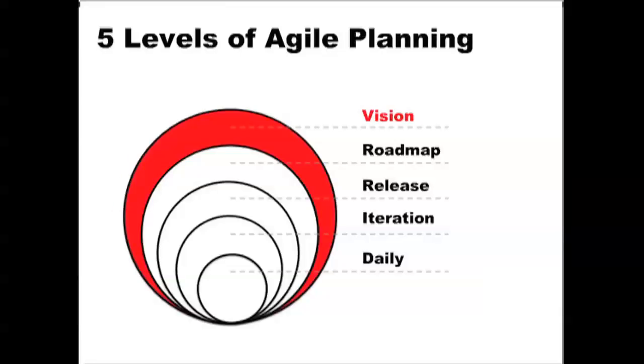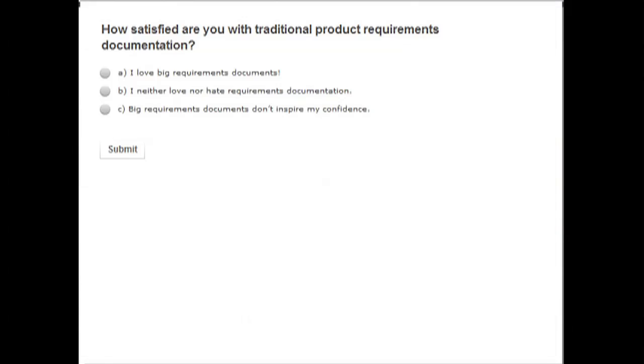And what I'd love to do is poll our audience again and find out how satisfied you are with that traditional way of doing things. So you'll see a poll now coming up on your screen. It says, how satisfied are you with traditional product requirements documentation? A is you love them. B is you neither love nor hate, you're very neutral towards them. C is big requirements don't inspire my confidence. And I guess there may be a D, but we don't have that option.